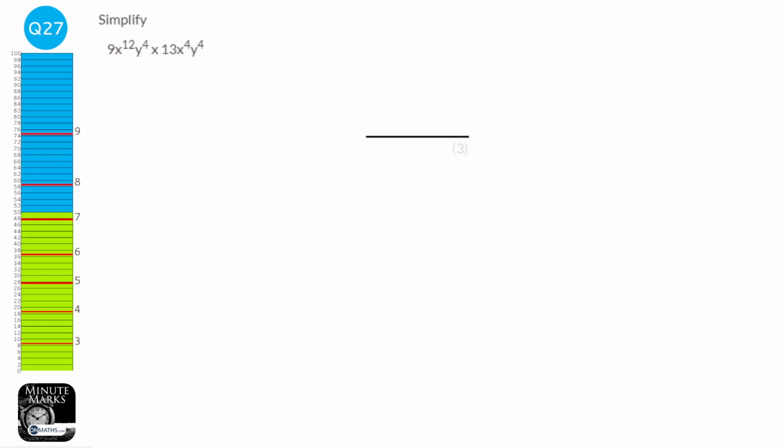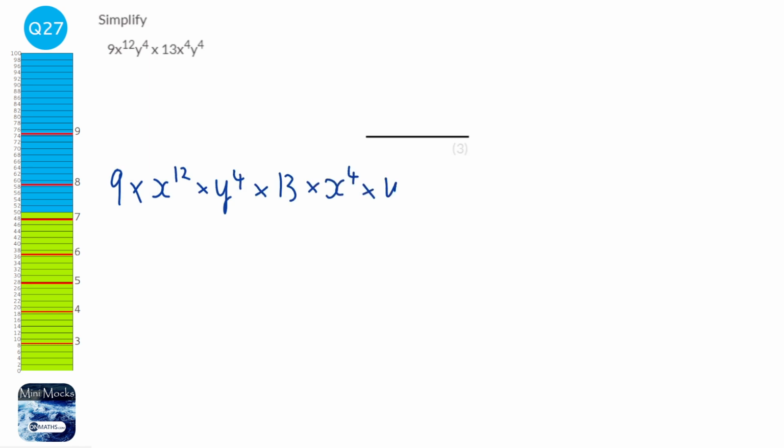There's a lot going on with this question, so I'm going to put in all of the times signs that we don't normally show. So we've got 9 times x to the power 12 times y to the power 4 times 13 times x to the power 4 times y to the power 4. I'm going to reorder these to put the numbers together first of all. With multiplying, it doesn't matter which way around you do it, so I'm not changing anything. I'm going to put the x's together, and I'm going to put the y's together.